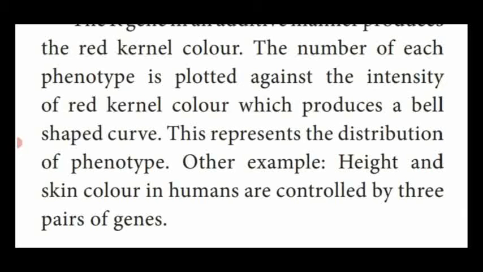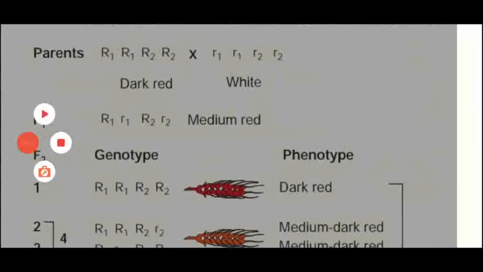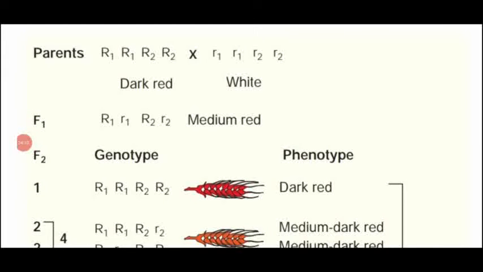Another example is also given for polygenic interaction. For example, height and skin color in humans are controlled by 3 pairs of genes. Dear students, see the diagrammatic representation of polygenic interaction. Parents capital R1 R1 R2 R2. That is a red color kernel parental plant, which is crossed with the recessive white color parent, small r1 r1 r2 r2.